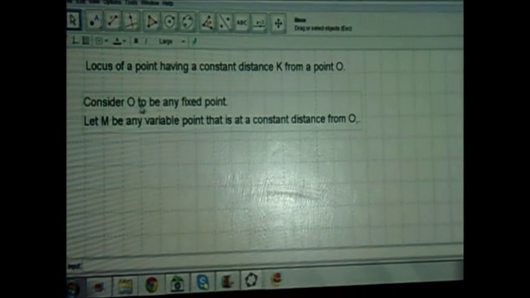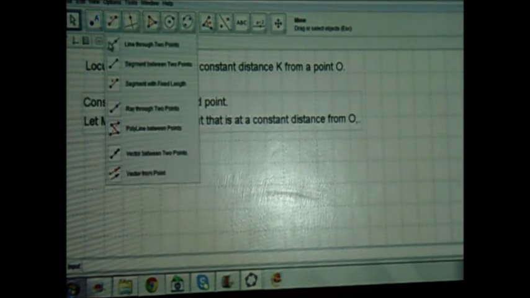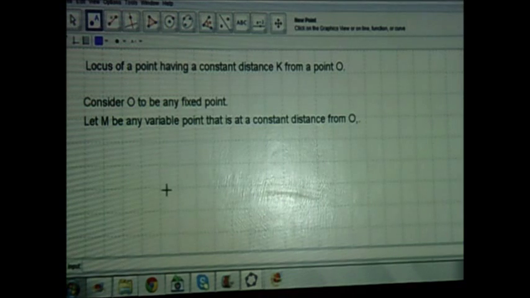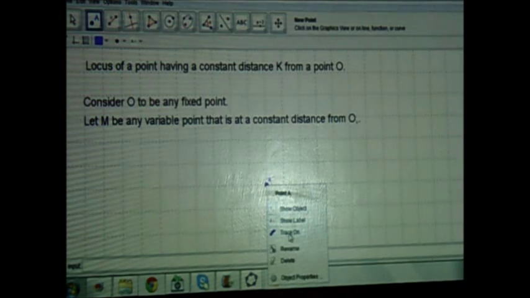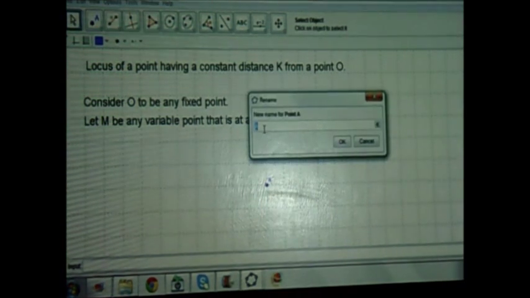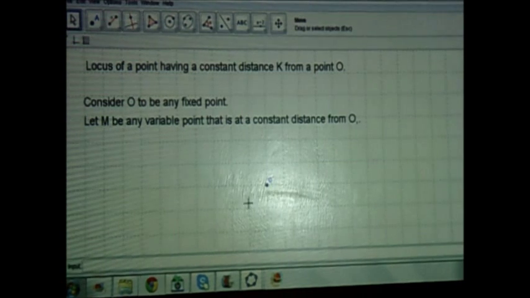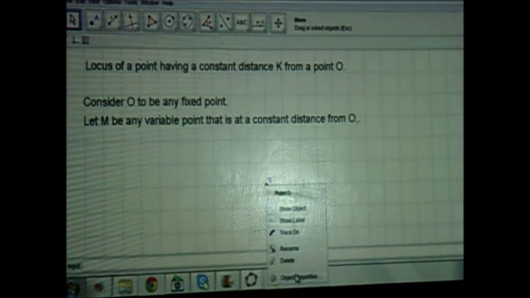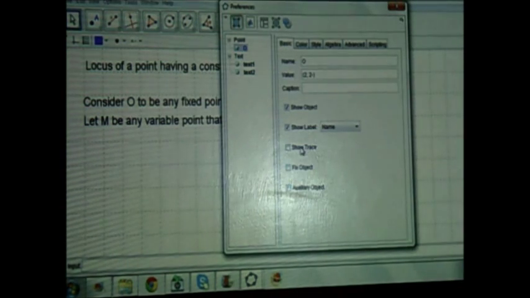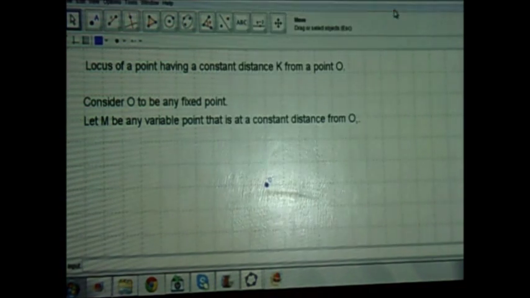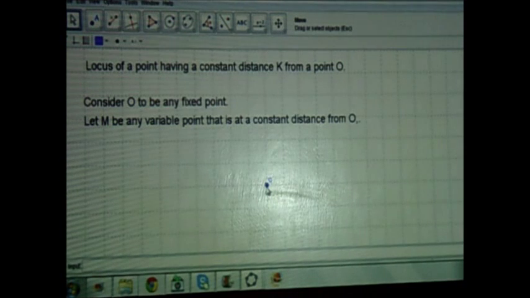First, we want to plot a point O which is fixed. New point. Let's plot it here. We want to rename it. We should name it O. But this point O should be a fixed point. Fix this object. Okay. Now O is a fixed point.